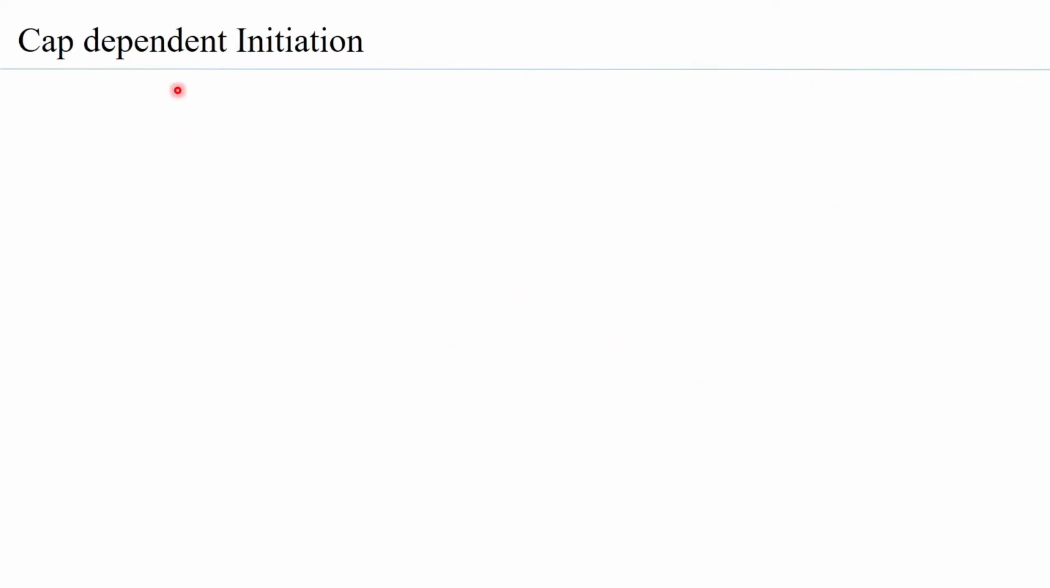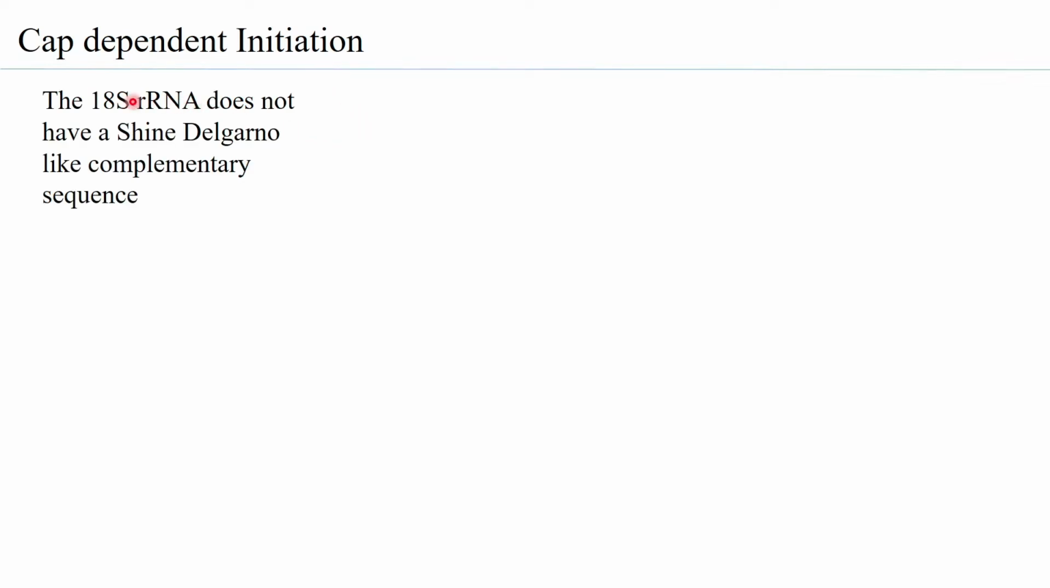Now let us understand that the 43S complex, as it is forming, is going to initiate the translation, but in phases, in steps, and this is actually dependent on the 5 prime cap of the mRNA. So when initiation takes place with the help of the 5 prime cap of the mRNA, it is called cap-dependent initiation.